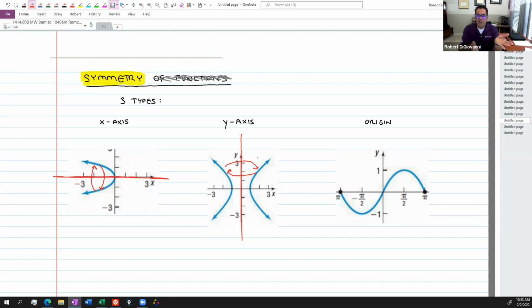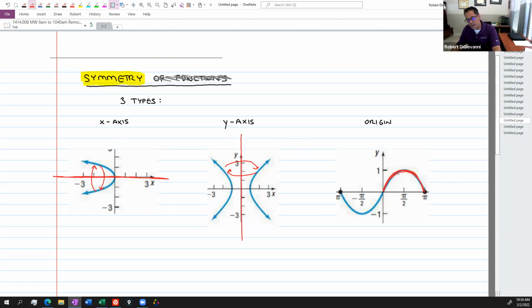Most students understand those two because it's like a mirror image. Origin symmetry is a little weird, okay? So what you do to see origin symmetry is you take one part of the graph. Let's just say this red piece right here. Take that piece. But what I want you to do is see what happens if you do a double symmetry. You do a y-axis followed by x-axis.